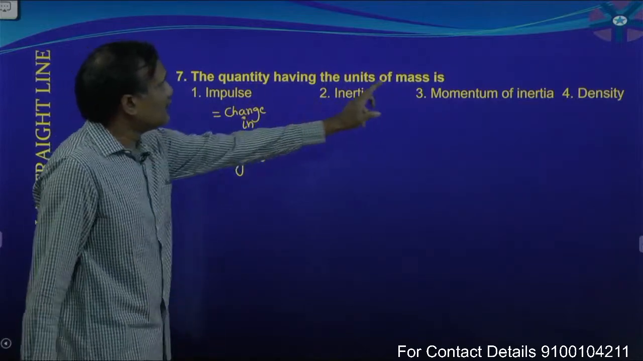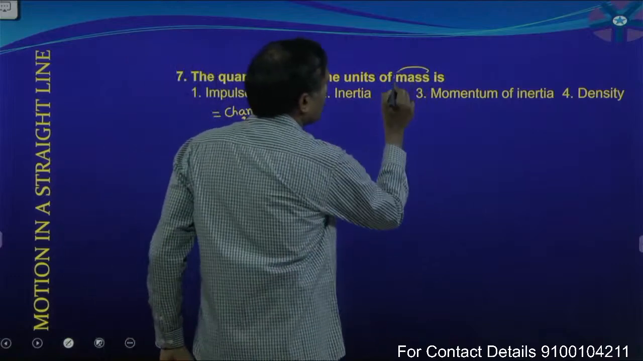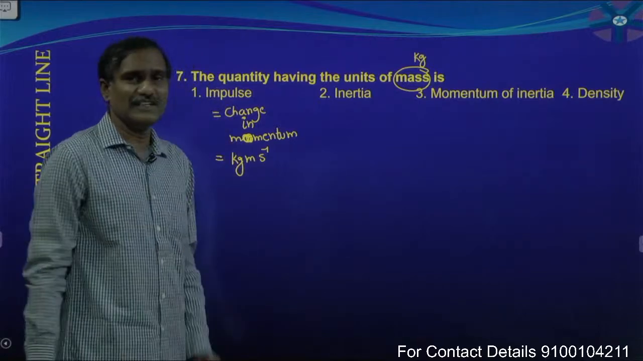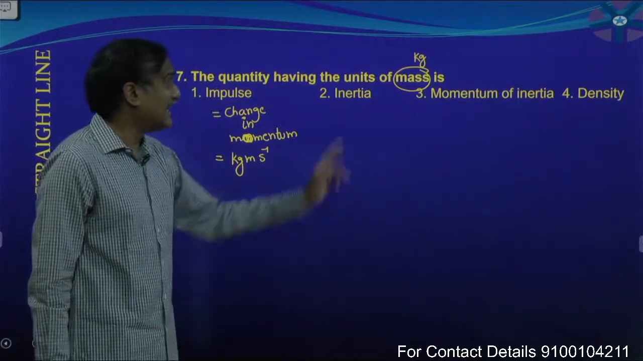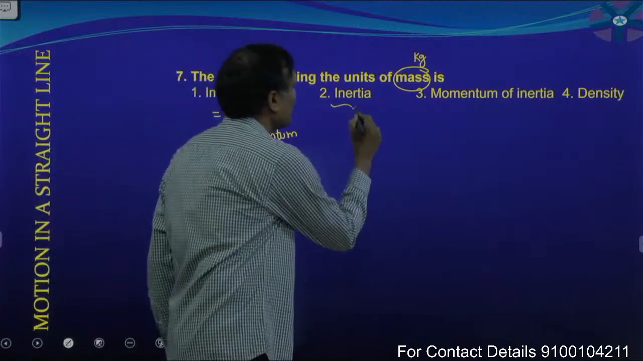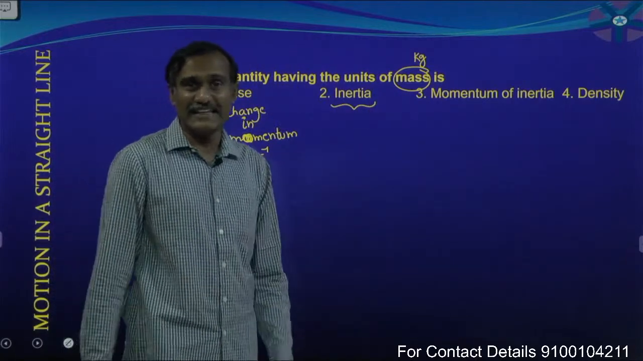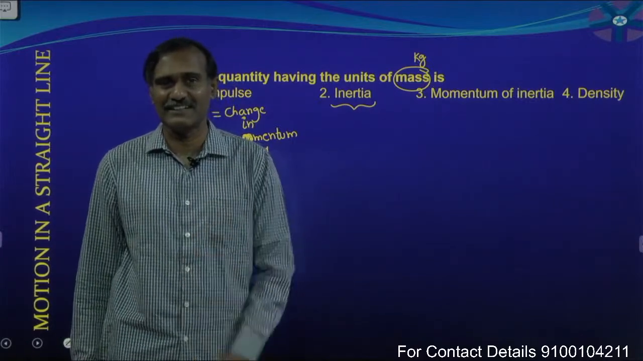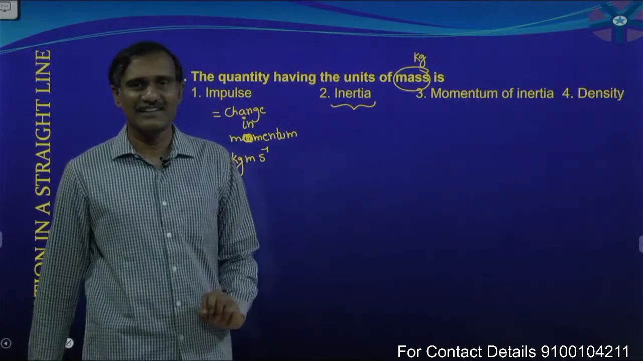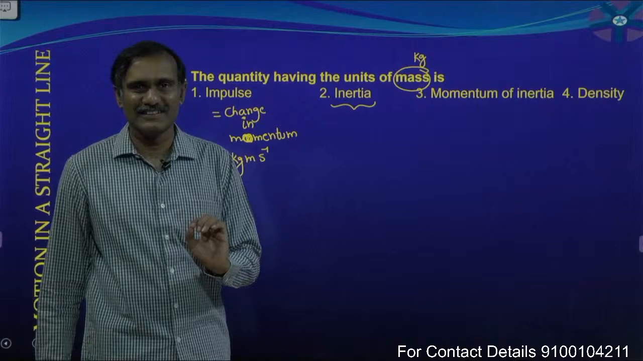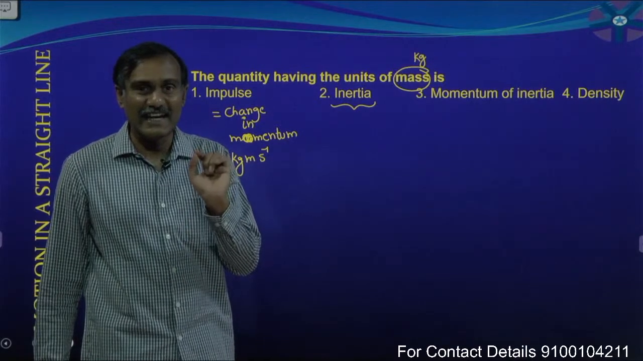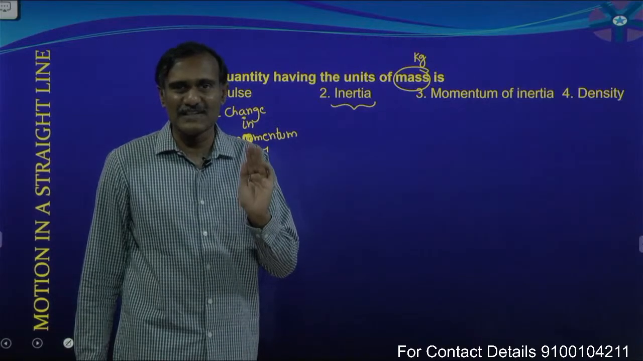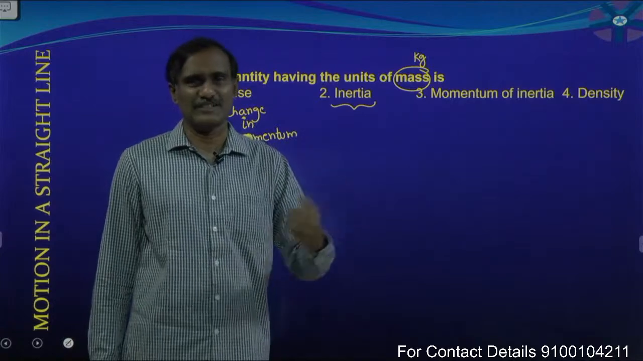That means the unit of mass is kilogram. But here the impulse unit is kg meter second inverse. Inertia. Tell me what is inertia? I think you learned it in Newton's first law of motion, in laws of motion in your 9th standard. Inertia is the inherent property of a body which is unable to change its state of rest or uniform motion.